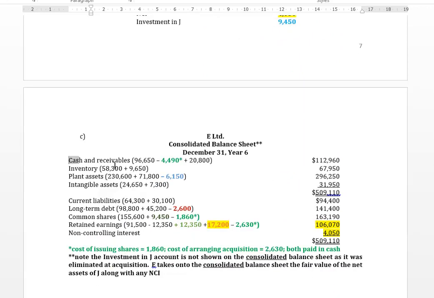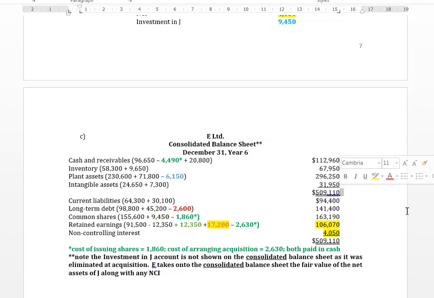This is identical to what we had under the parent company extension theory. All of these numbers here in the asset section are the same because all we did was adjust the cash of E to account for the fact that they had acquisition costs and the cost of issuing shares that they had to pay out in cash, $44.90. And we're also recognizing the decrement on the plant assets, which the consolidated entity has to take on. We did this under PCE.